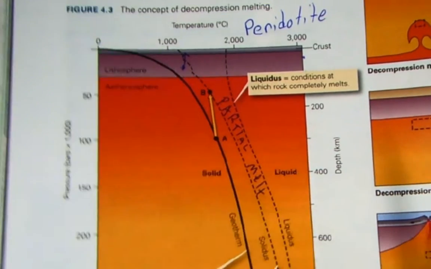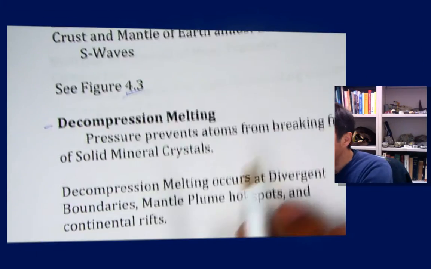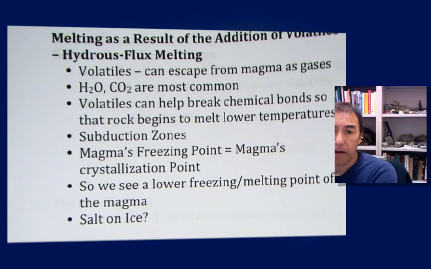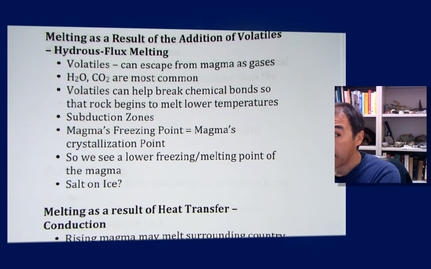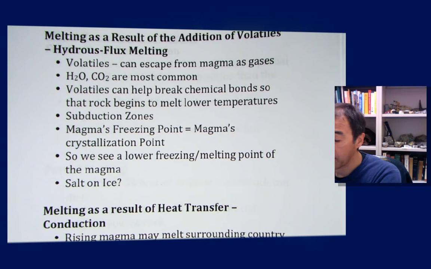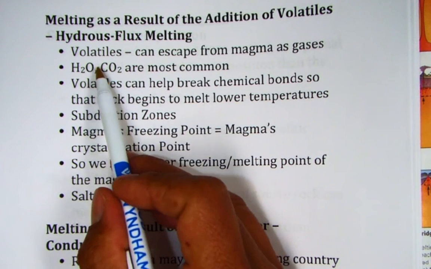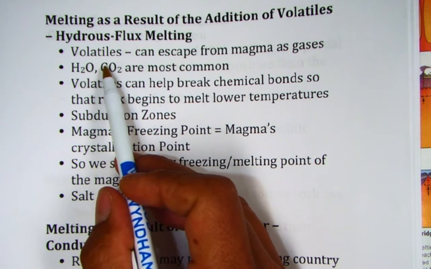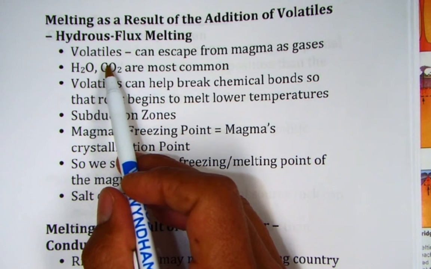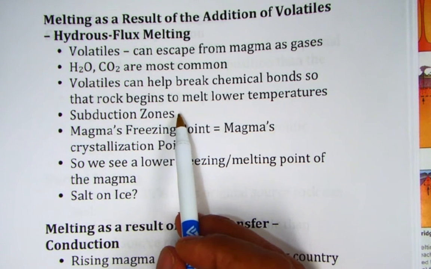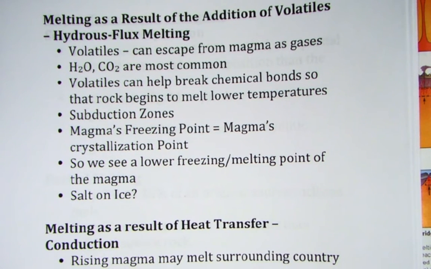So the other one that we have here is this idea of melting as a result of adding volatiles, right? And that's what I call hydrous flux melting. Mostly I'm talking about water, but carbon dioxide is another important one. And remember, volatiles are usually gases. They can escape easily from the magma, and when they escape, they turn into a gas. These volatiles can help break the chemical bonds, and they lower the melting temperatures of magma. In fact, they lower those freezing points.